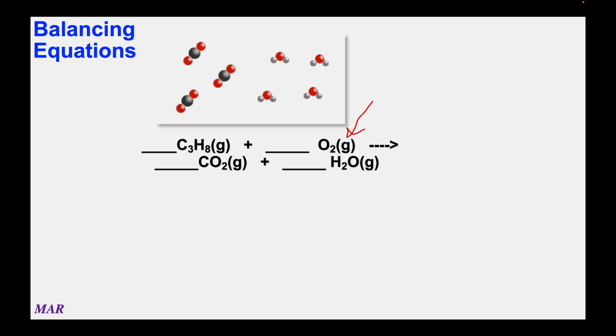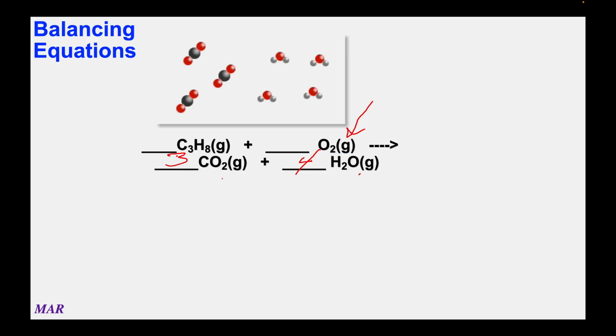So what I would do, the 3 carbons in propane are going to end up as carbon in CO2. So we could put a 3 right there, 3 CO2. And notice that there's 8 hydrogens in propane. Water has 2 hydrogens. So if I would put a 4 right there, I would then have 4 times 2, 8 hydrogens, which would balance the 8 hydrogens in propane.